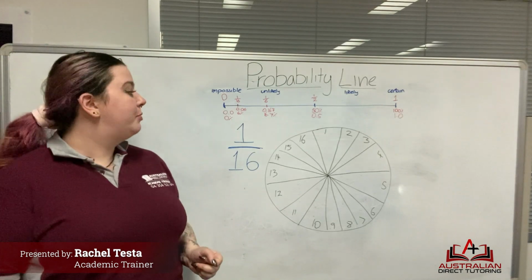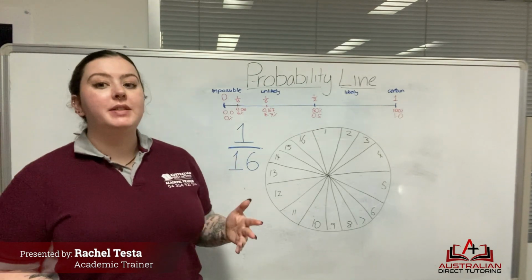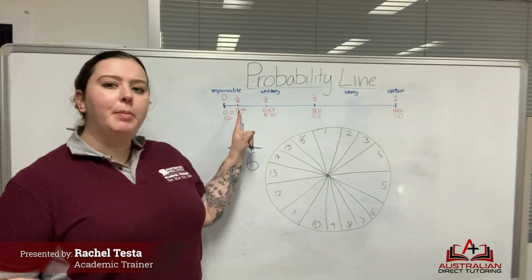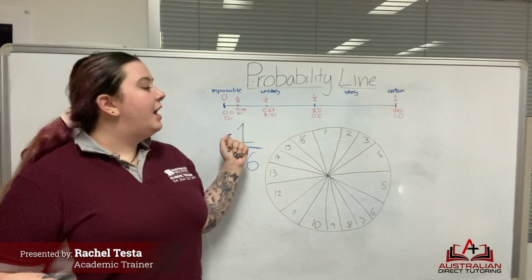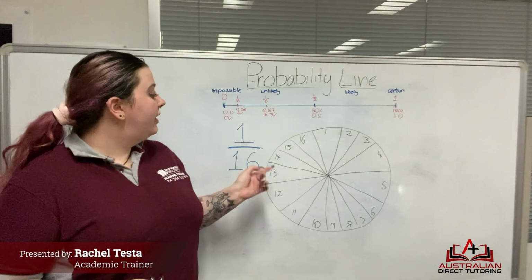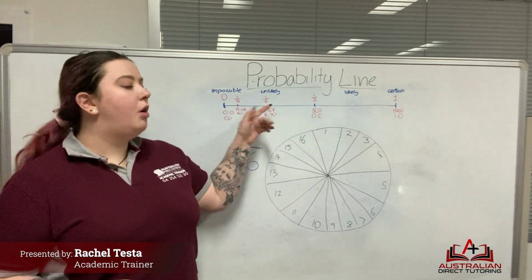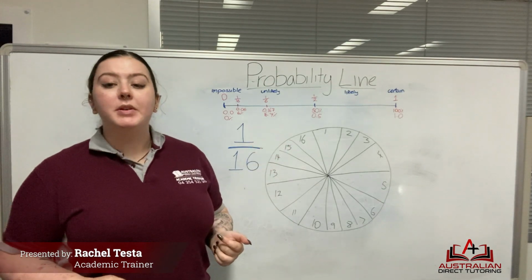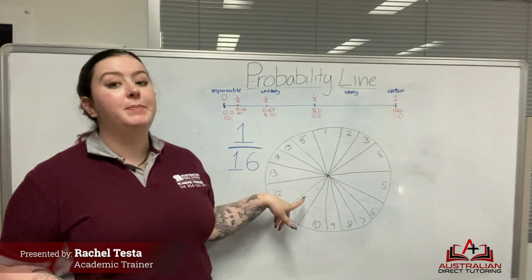So our new answer will be 1 over 16, or 6%, or 0.06, which is about here on our probability line. As you can see, it is less likely that we would land on 12 than if we were to roll a 3 or a 4 or a 5 on the dice. That makes sense because there are more possibilities with our spinner.